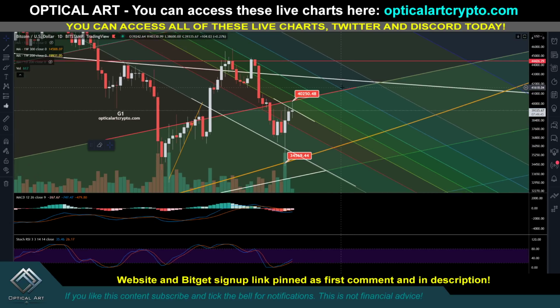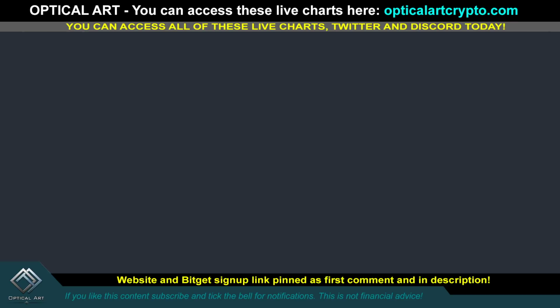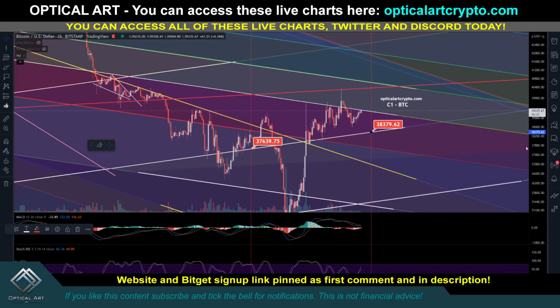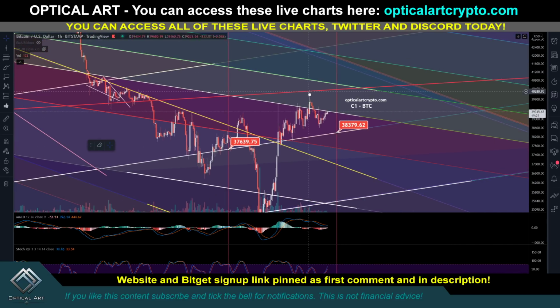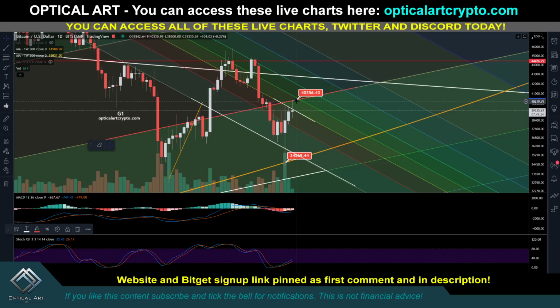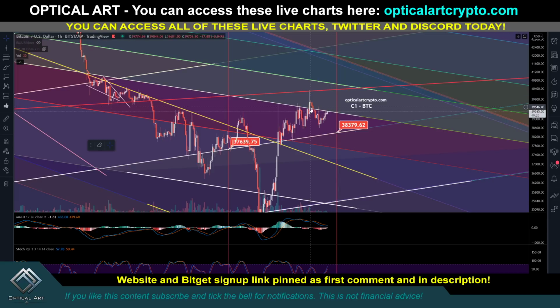So this is the G1 chart, and again, this red line is the same one on the C1 chart. So your major resistance above is 40,356, and again, this red line right here, let me show you on the C1 chart. So that red line right here that we're below right now is this line right here. So this is your major resistance above.